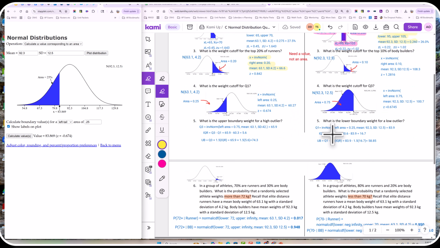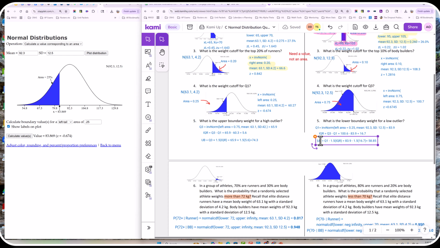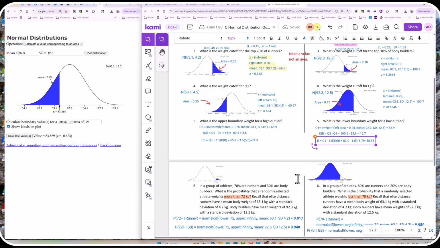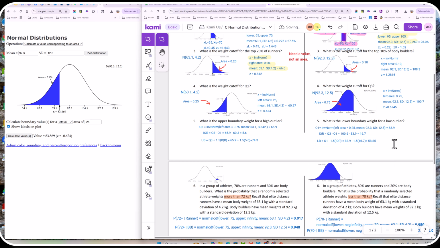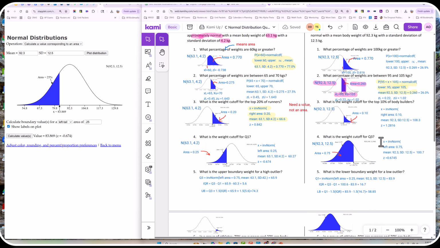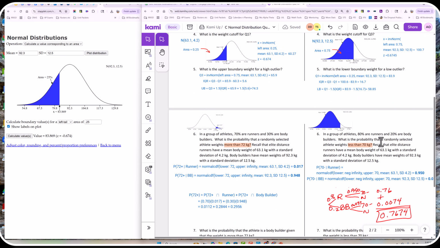So over here, I just do Q3 minus Q1, get 16.7. I'm looking for the lower boundary. Oops, I see a typo. So this should be the lower boundary, not the upper boundary. It equals Q1 minus 1.5 times IQR, which is basically 83.9 minus 1.5 times 16.7. It's 58.85. All right, now these two problems reference each other, all right?